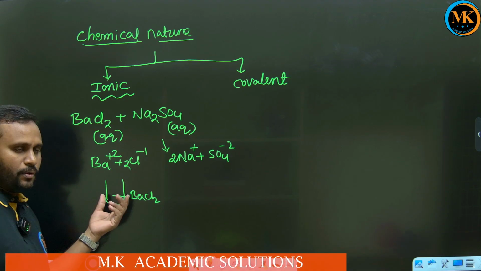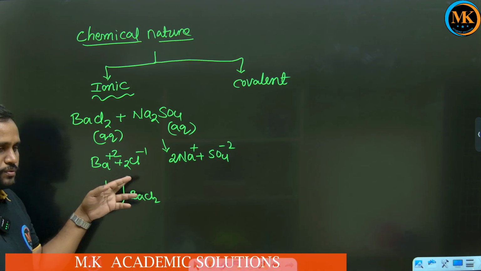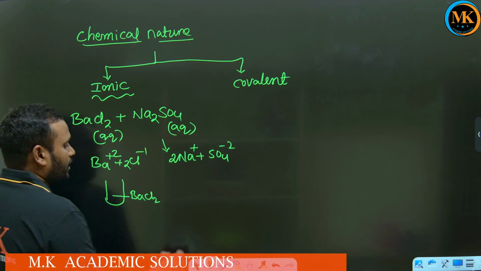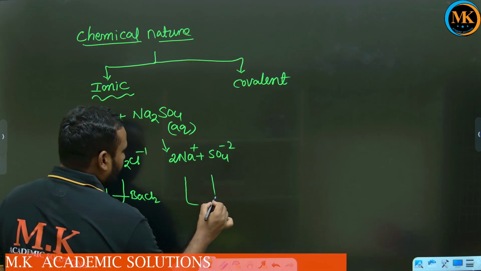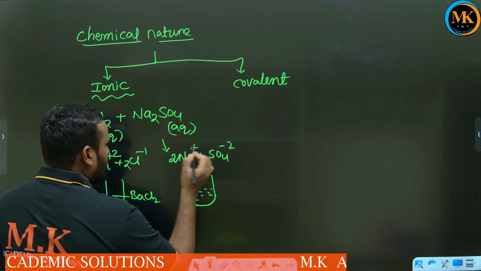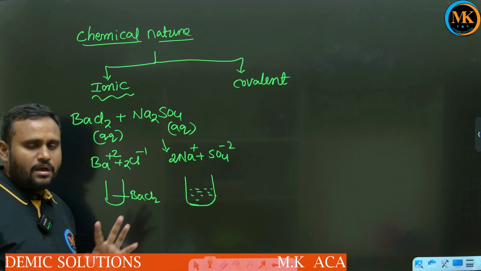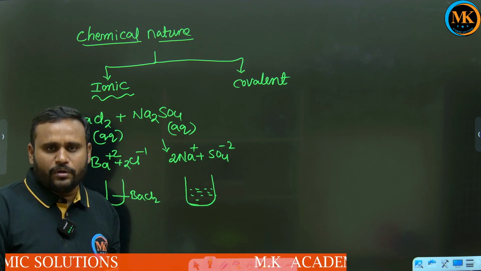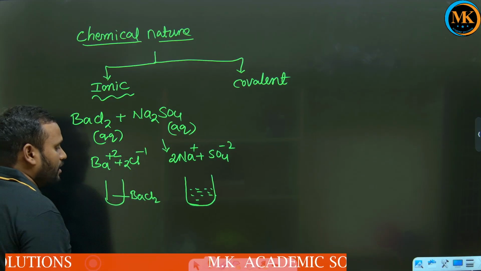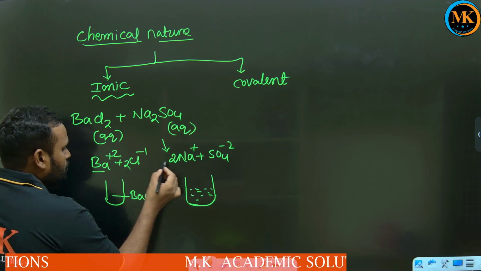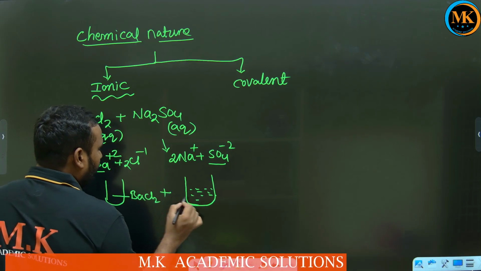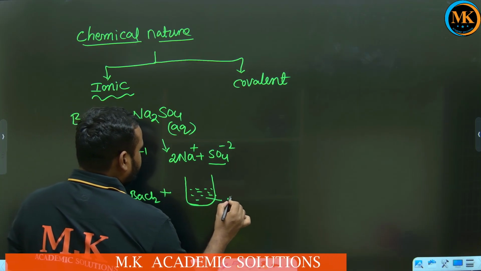So here, how does the barium chloride exist, children? Ba²⁺ and Cl⁻, separately it exists as ions. And when it comes to sodium sulfate also, in the aqueous state, how does it exist? Na⁺ and SO4²⁻, meaning they are already separated into ions. So when you mix these two solutions, what will happen? Simply, barium is going to combine with the sulfate ion.